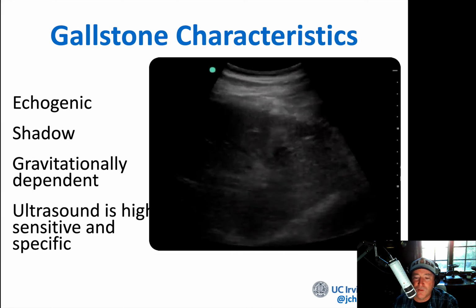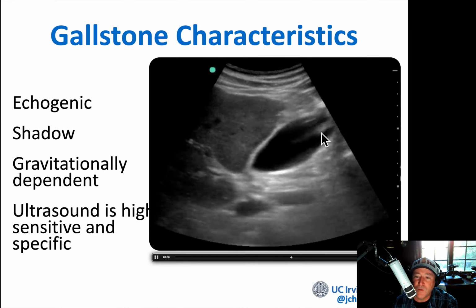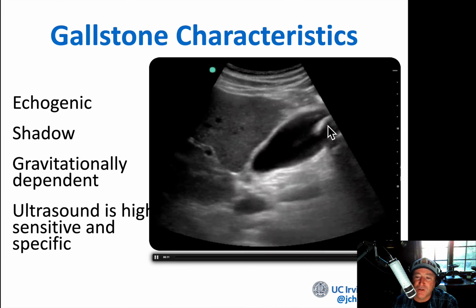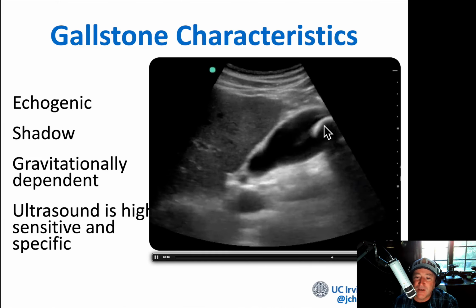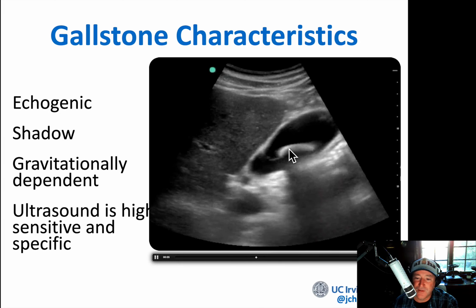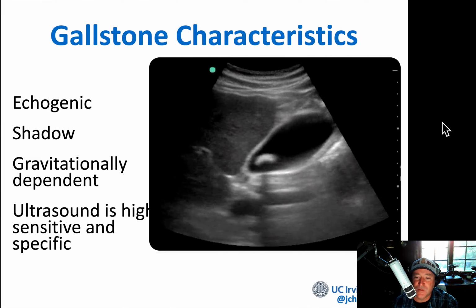The other thing that's cool about gallstones is that not only are they echogenic with a shadow, but they are also gravity dependent, and they will move when you move the patient around. You can't see what I did here, but I sat the patient up, and that caused the gallstone to walk up. Then I reversed the video to make it seem like the gallstone is crawling back down towards the neck of the gallbladder. That's what makes ultrasound so sensitive and specific for gallstones.